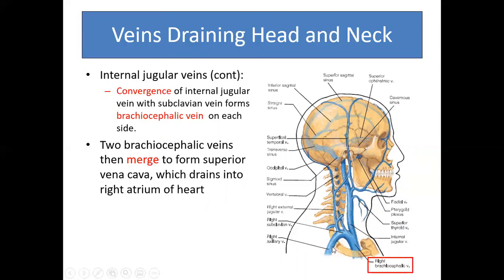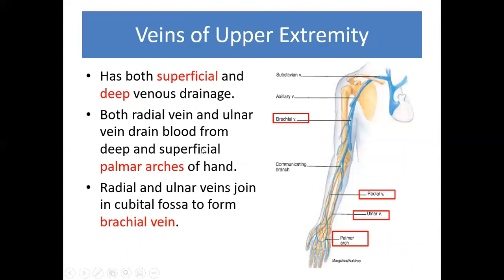So if you see here, this is a subclavian vein, it unites with the internal jugular vein to form the brachiocephalic vein. So we have the two brachiocephalic veins, right and left. Okay, two brachiocephalic veins will merge together to form a superior vena cava, which will drain into a right atrium of the heart. Okay, now we're going to proceed to discuss the veins of the upper extremity.